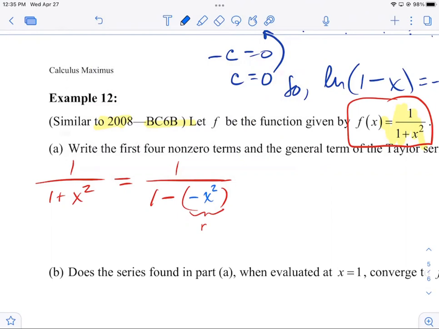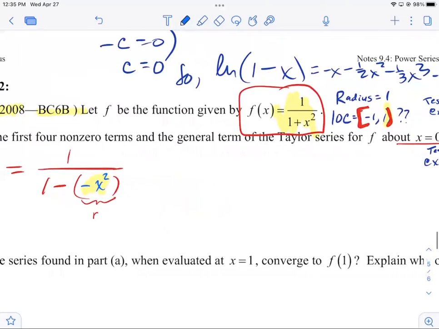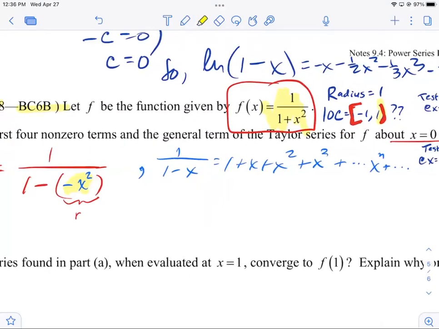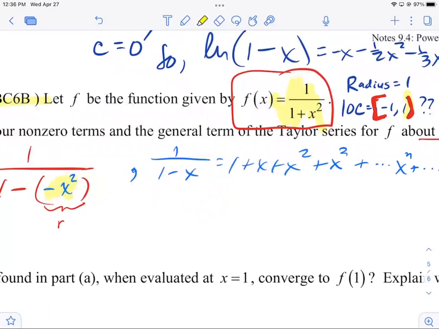So that should work. This now tells you what you need to plug into your desired series. Let's write out the series that we know, 1 over 1 minus x, which is 1 plus x plus x squared plus x cubed. It said the general term, so we'll write out plus dot dot dot x to the nth power plus dot dot dot. Always write it down first and then create it underneath. Let's replace x with negative x squared. We can do this all at once.